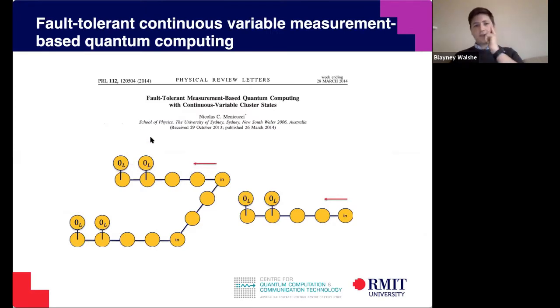So in 2014, this paper by Nick showed that this process could successfully enact 1 and 2 mode qubit gates on a CV cluster state and correct errors that arise from the accumulated noise, as long as the cluster state's good enough quality. And what I mean by quality is that the cluster state is squeezed to a certain level. So the more squeezing, the higher quality.